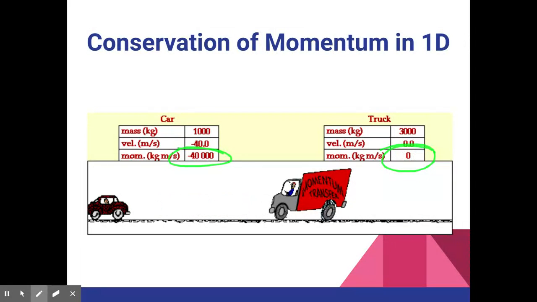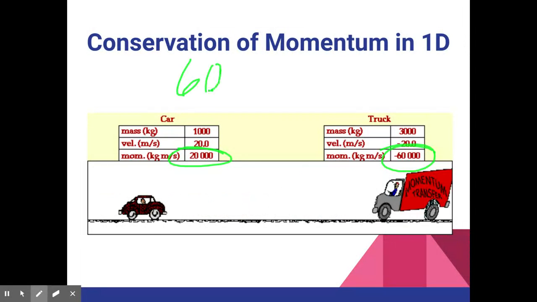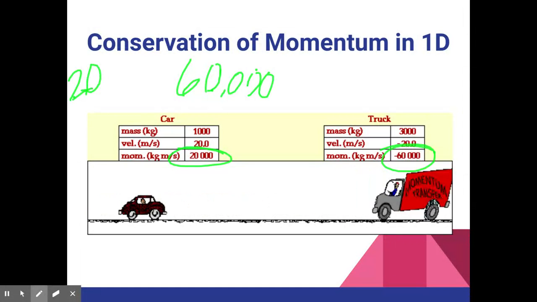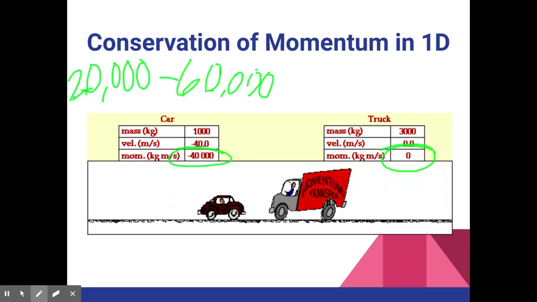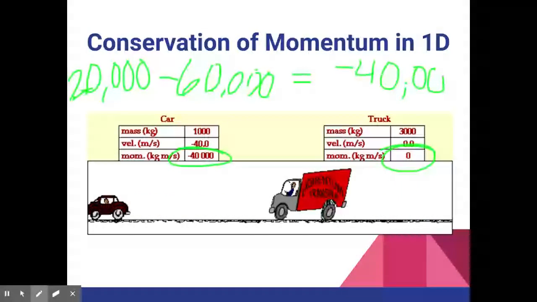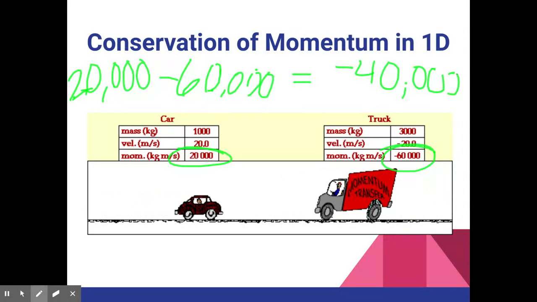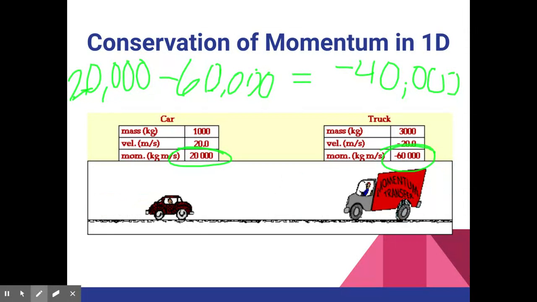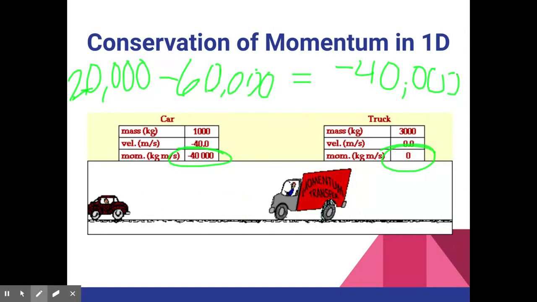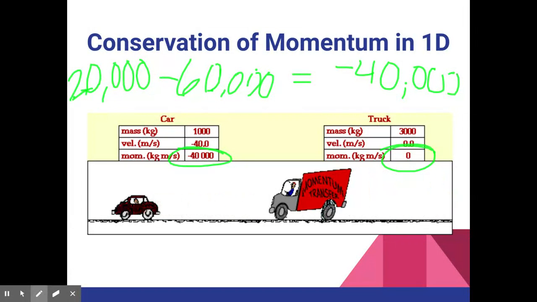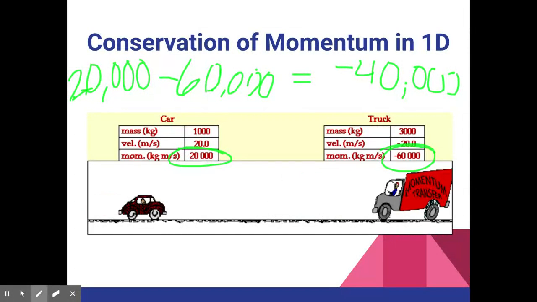So how do I know that? Well, really, I should organize this as 20,000 from the car minus 60,000 from the truck, which gives you negative 40,000. That's one way you could write it. You can set up the operation differently; that's just how I did it. You could say it's 20,000 plus the negative 60,000. Same difference.